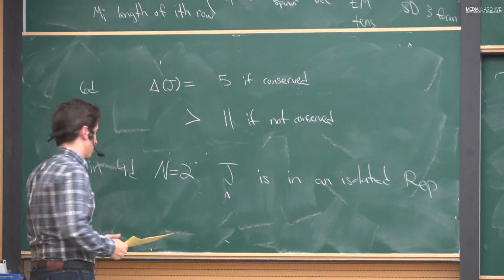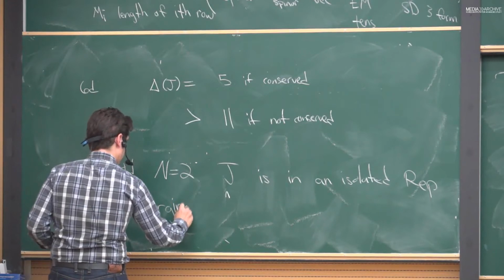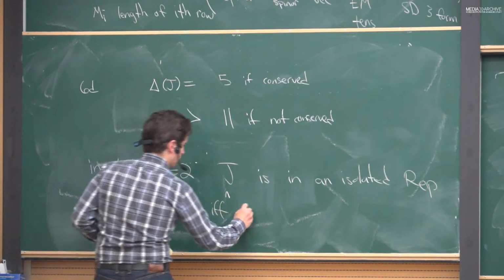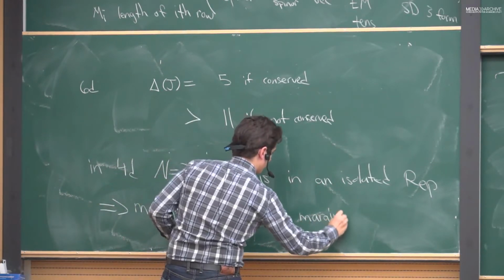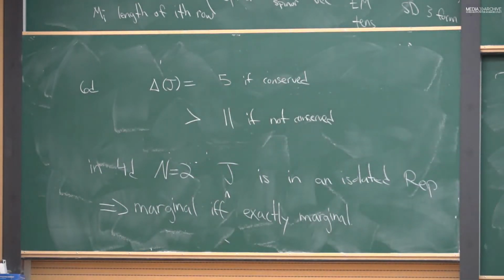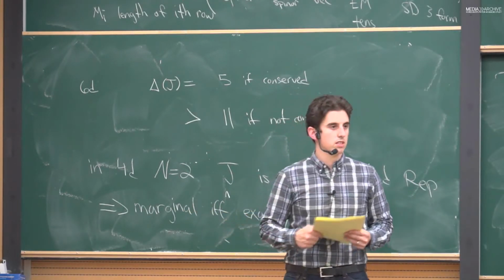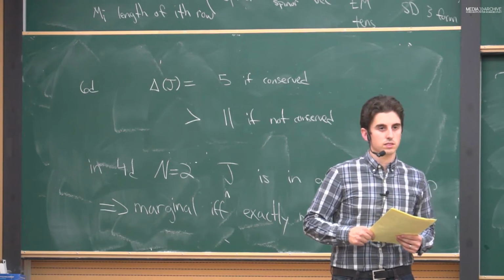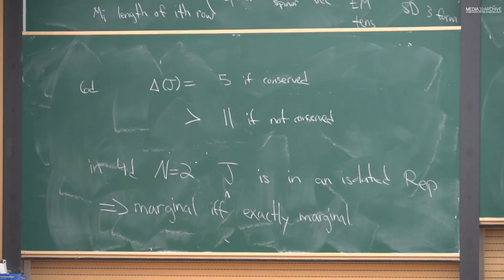And so you can use this kind of argument to prove that marginal implies exactly marginal in 4D N=2. It's because it's not possible for this guy to pair up with the current multiplet and to get a long dimension, to go into a long representation. Okay, are there any questions about this? No? Okay, in the last few minutes, I'll instead turn now to a simple physical application.